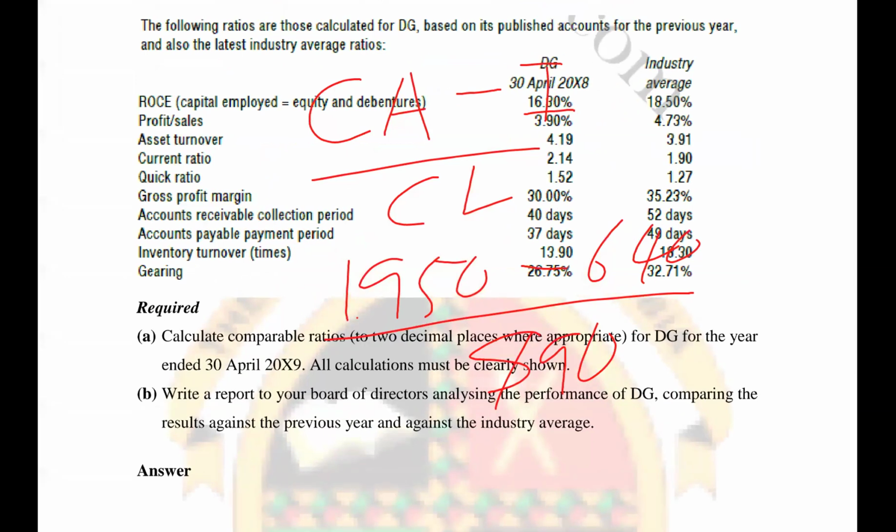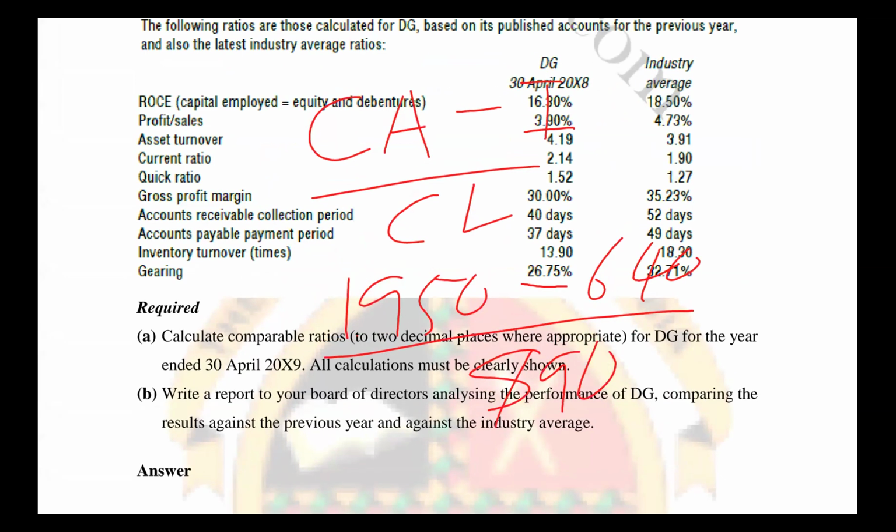What is it that we find? 1.47. That is in 2019. But last year, 2018, it was 1.52, right? It was 1.52.